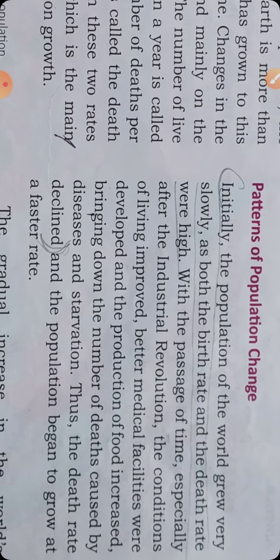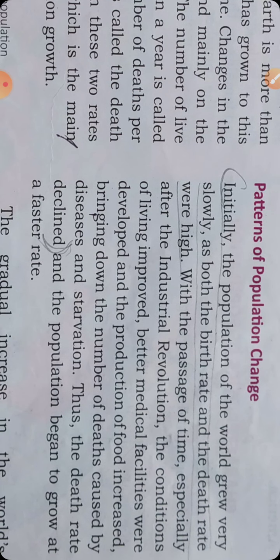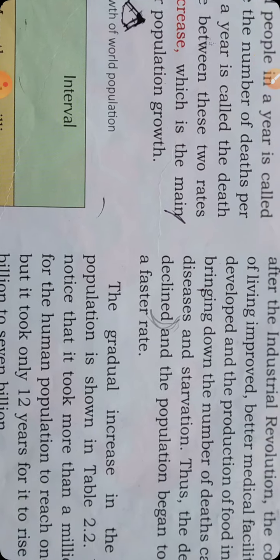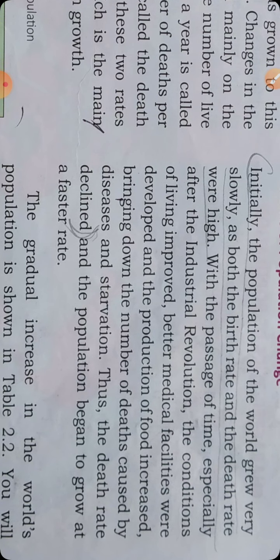Patterns of population change. Initially, the population of the world grew very slowly as both the birth and the death rate were high. With the passage of time, especially after the Industrial Revolution, the conditions of living improved. I have shown you Table 2.2. You can focus on Table 2.2 also at the same time. You can read this. Why are these changes taking place? It increased sometimes in 127 years and it is increasing in 13 years. Then within 14 years it increased. How is it happening? Industrial Revolution, the conditions of living improved.